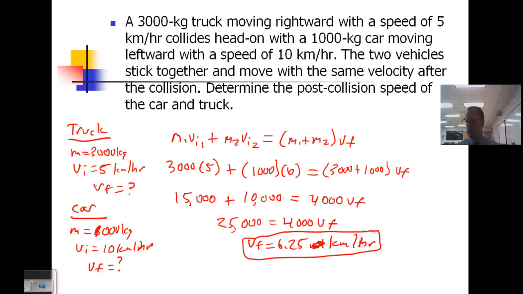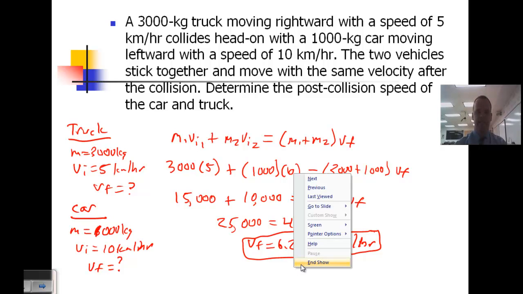Okay, so that takes us through inelastic collisions. The next video we'll look at explosions and then do some mixed examples.